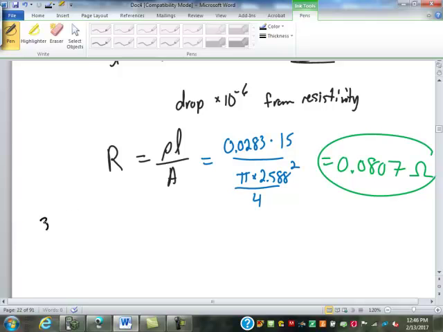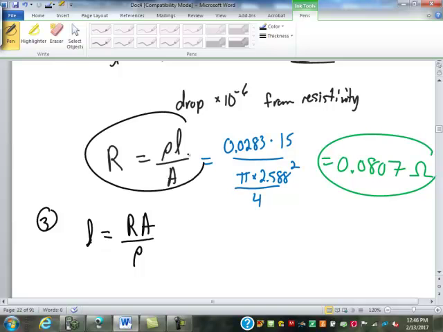Number 3, we're asked to find the length. So now, if we rearrange the formula, length is equal to resistance times area divided by the resistivity. I'm just taking this formula, multiplying by A and dividing by rho. So determine the length, 24 gauge, so that's going to give me the area. Let's find the resistance.